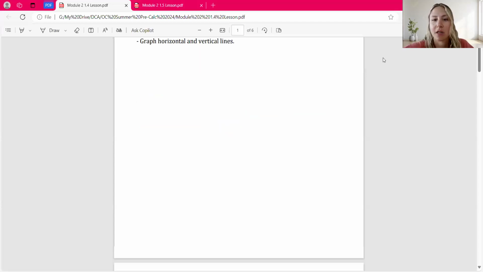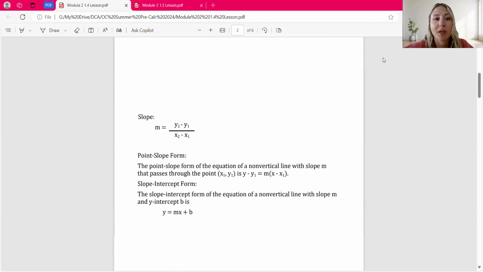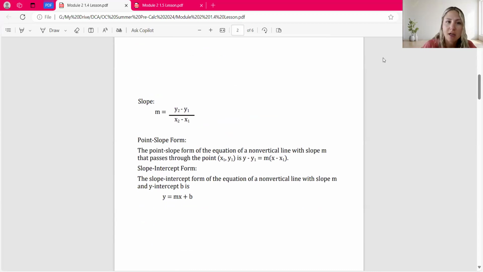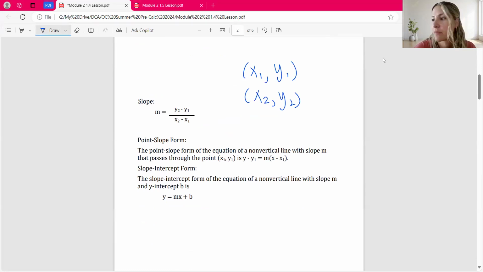So let's get started here on the formula for slope, which should be familiar. Slope, we use the variable m to refer to slope, and we use this formula y2 minus y1 over x2 minus x1 to find the slope. And let's just remember here, x1, y1 and x2, y2 are 2 points on the line.